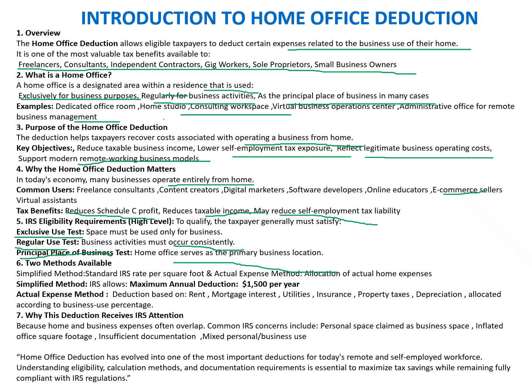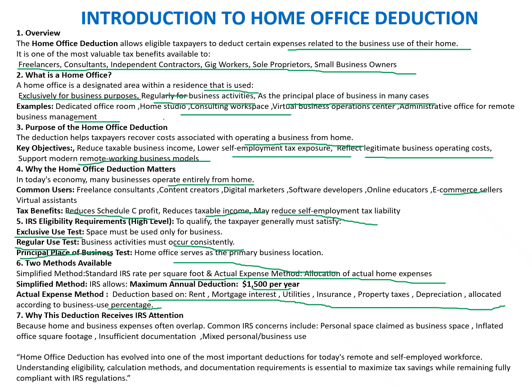Two methods are there. The simplified method, wherein standard IRS rates per square foot apply, and the actual expense method, which is the allocation of the actual home expenses. The simplified method is very simple. It allows a maximum annual deduction of $1,500 per year. But the actual expense method is a deduction based on the rent, mortgage interest, utilities, insurance, property taxes, and depreciation allocated according to the business use percentage. We'll talk about this in detail as we proceed further in this chapter.